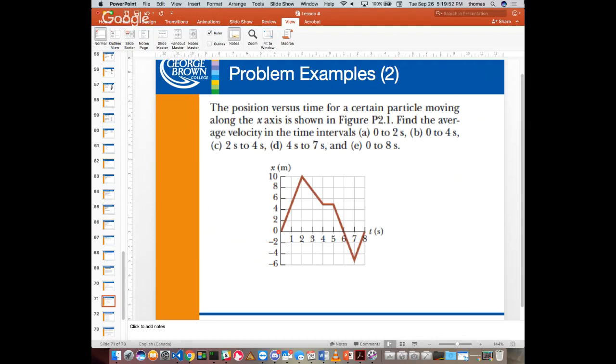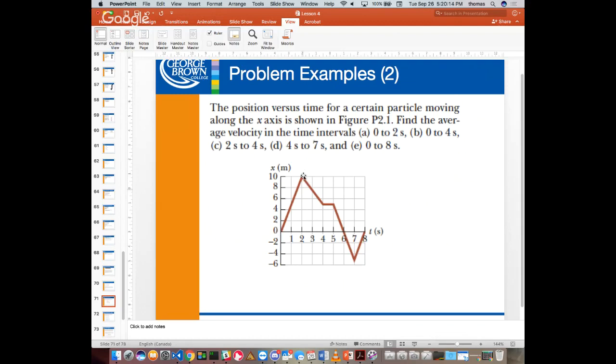The reason I'm not going through the details here is that I'm going to go through them with you in tutorial. We're going to try this out. So if you look at this, from 0 to 2 seconds, with t on the x-axis, you can see that it goes from 0 to 10 meters. So I've moved 10 meters over 2 seconds.